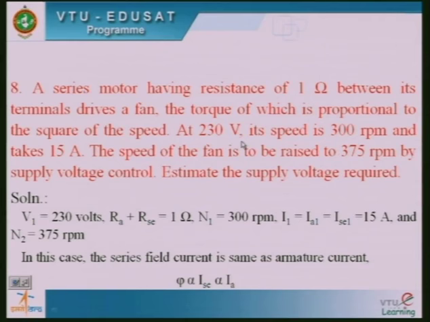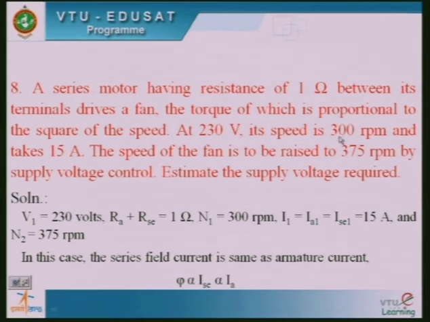At 230 volt, its speed is 300 RPM and it is taking a current of 15 ampere. The speed of the fan is raised to 375 RPM. Previously the fan was running at the speed of 300 RPM. Now, you have to raise the speed of the fan to 375 RPM by supply voltage control. Now, estimate the supply voltage required to raise the speed of the fan from 300 RPM to 375 RPM. Here also there are two conditions.